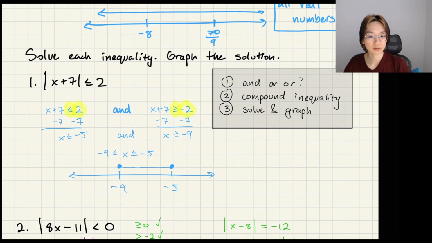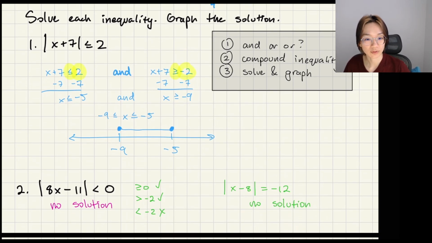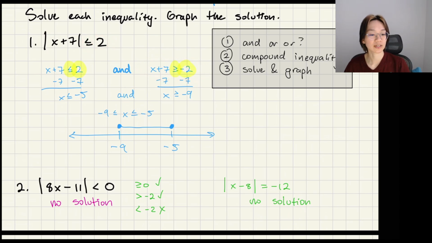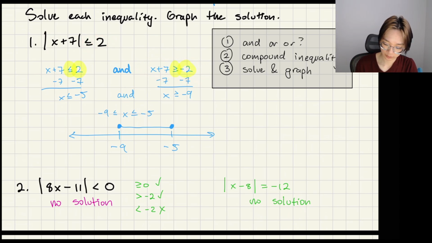So, is it and or? Can you figure that out? Is it isolated? Can it have a solution? And then once you figure out if it's and or, split it into the compound inequality that it is. One side stays the same. The other inequality has the sign flipped and goes from positive to negative or negative to positive. And then you just solve and graph. So those are the basic 3 steps.